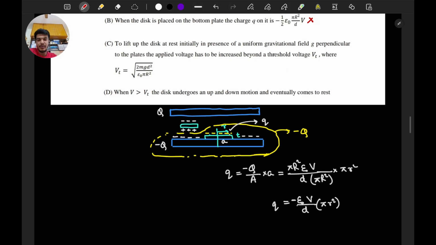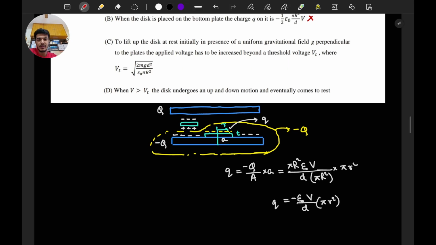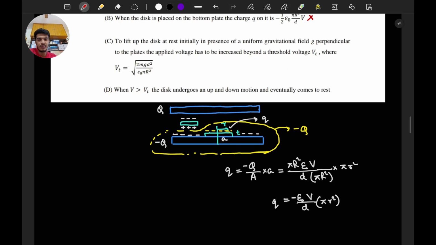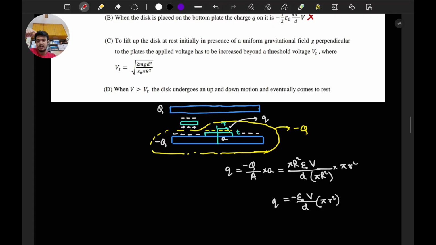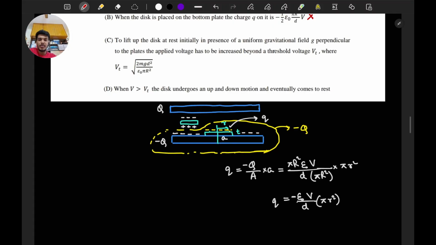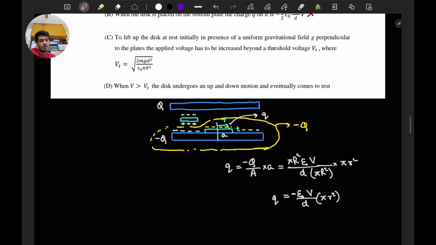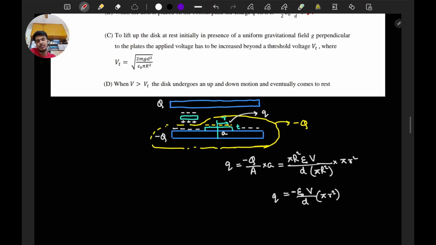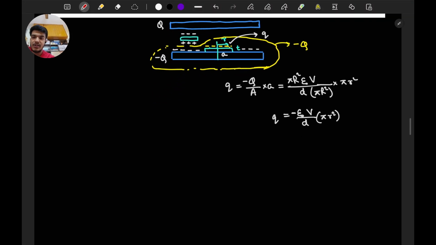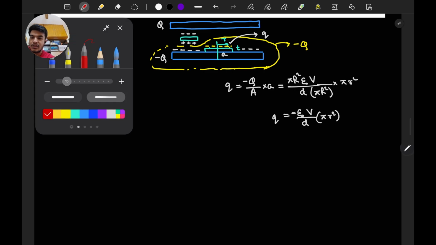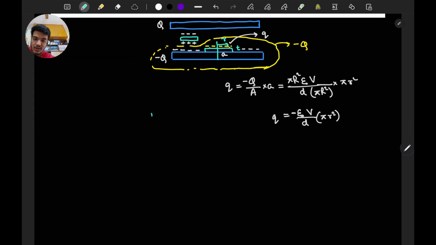To lift up the disk at rest initially in the presence of a uniform gravitational field g perpendicular to the plate, which is acting obviously downwards, the applied voltage has to be increased beyond the threshold voltage Vt, where Vt is equal to this. Let's check. Yes, obviously it has to be increased beyond a certain voltage, because see, this is the plate which we are talking about. We are now just looking at the plate only.